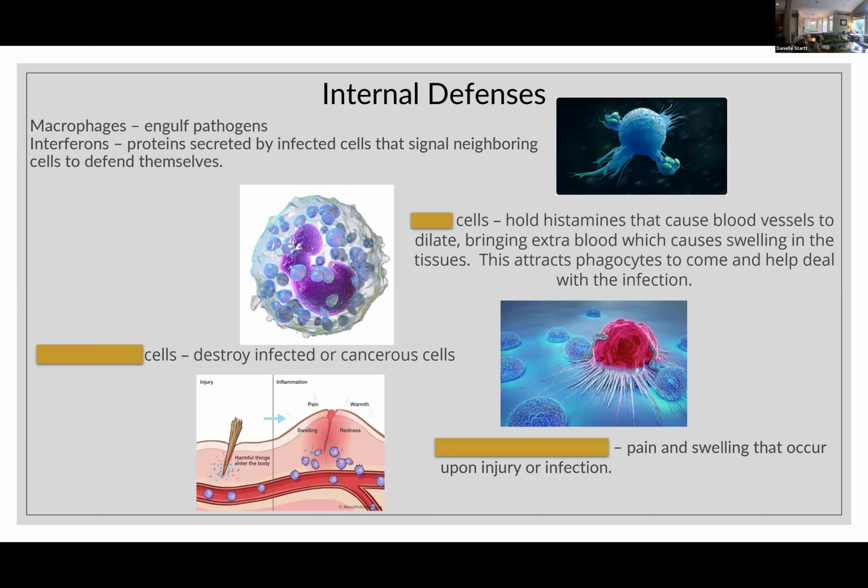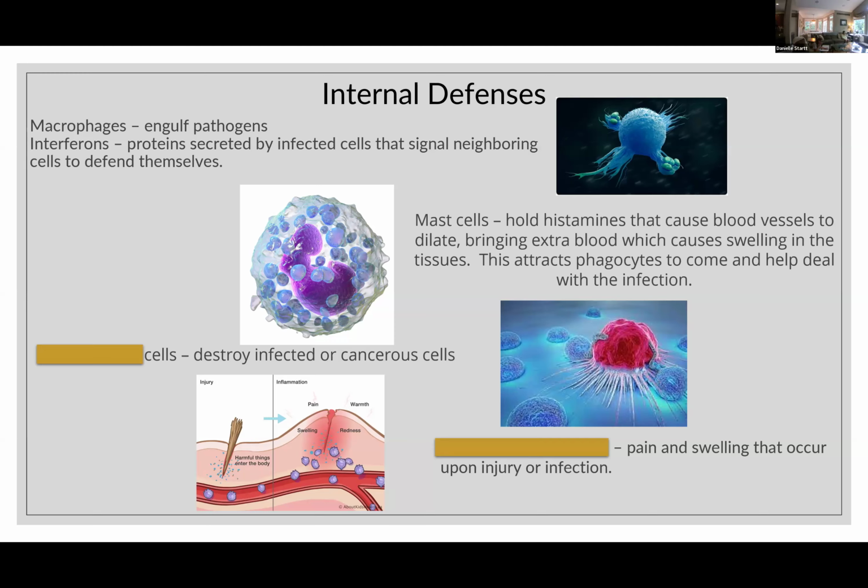Then you have mast cells, and these hold histamines that cause blood vessels to dilate. They bring extra blood, which causes swelling in the tissues. It attracts phagocytes to come and help deal with the infection. Maybe you've had your sinuses swell up, for example, but you don't have a lot of mucus going on, but you still can't breathe because your sinus tissues are all puffy. That's what's going on here, it's mast cells.